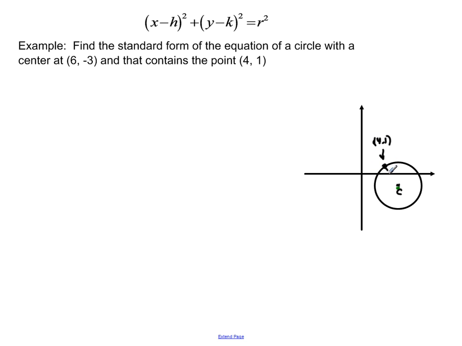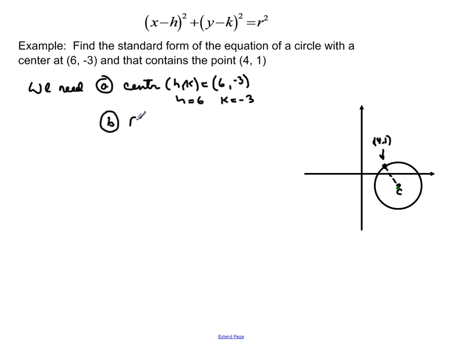So what two things do we need to make up the equation of a circle? To make up the equation of a circle, we need two things. A, we need a center. And we've got that. Our center, (h, k), is at the point (6, -3). No problem there. h is equal to 6. k is equal to -3. The problem that we have is the radius, because that's the other thing that we need, the radius of our circle.